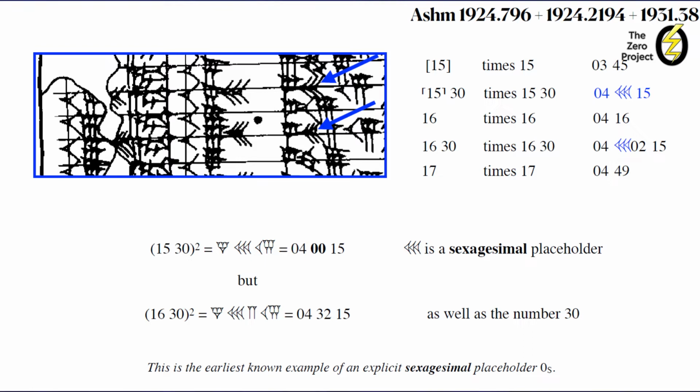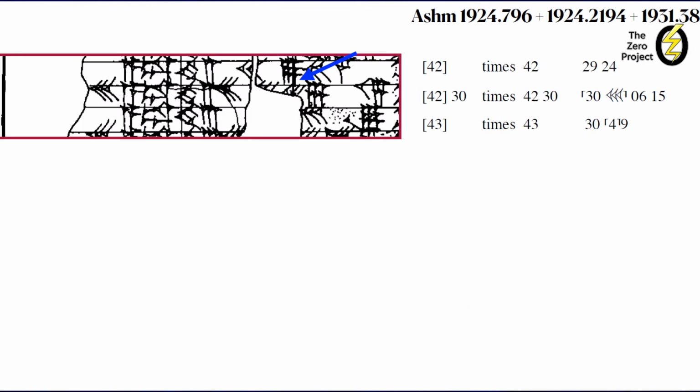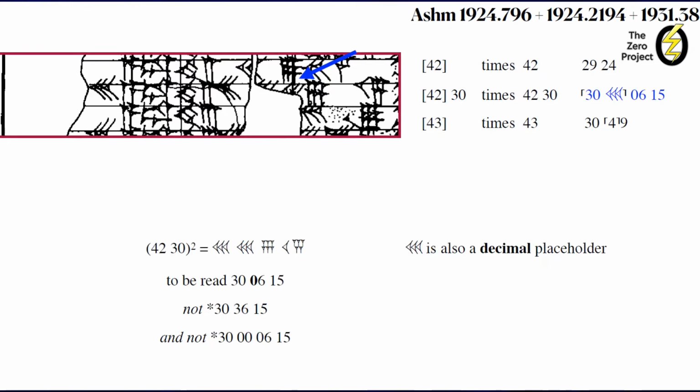A spectacularly bad one, by the way, because since it is also a number, it is very easily confused with the 30s that are everywhere in this tablet. But it serves that purpose in this tablet, and it appears in other places where it's very obvious to calculate and see that it is indeed a sexagesimal placeholder.